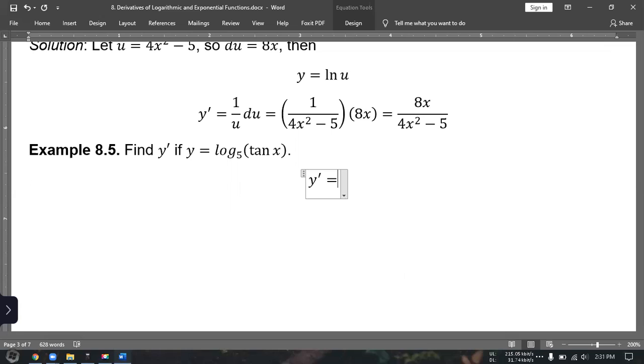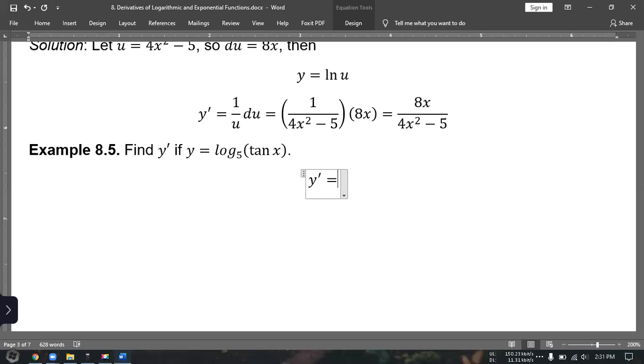Secant squared x. Yeah, secant squared x, tama yun. And since x, the function, the angle is x, the derivative of x is 1. So it doesn't matter, no? Any value multiplied by 1 is the same value.